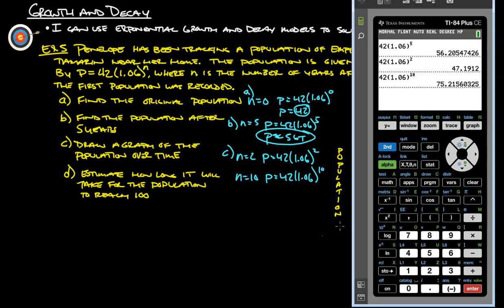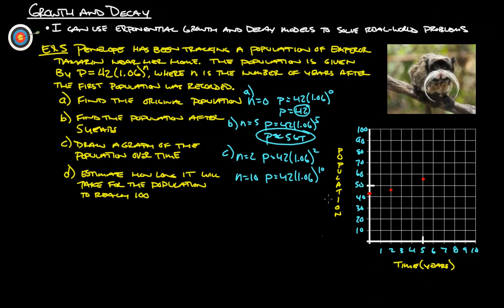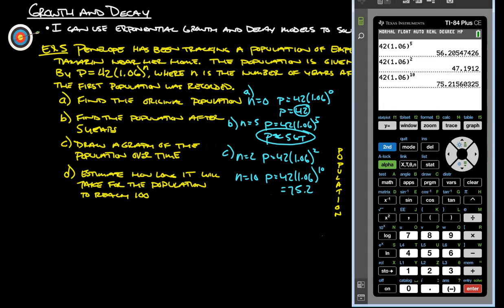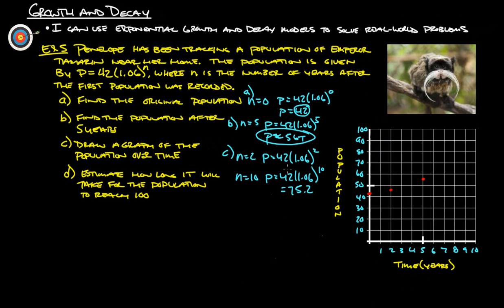Equals 75.2. Okay, so that gave us 75.2, and the other one was 47.2. Okay, so at 10, we're at 75.2. So it looks like it's curving up a little bit here, right?